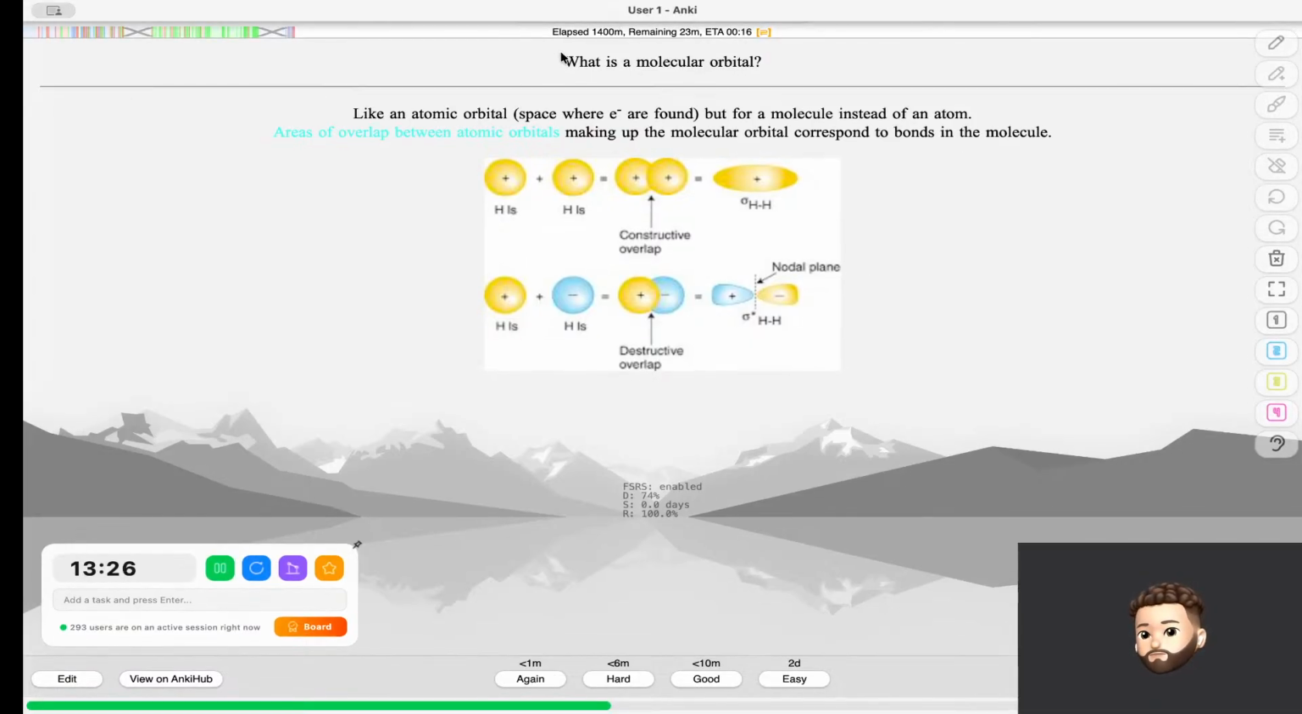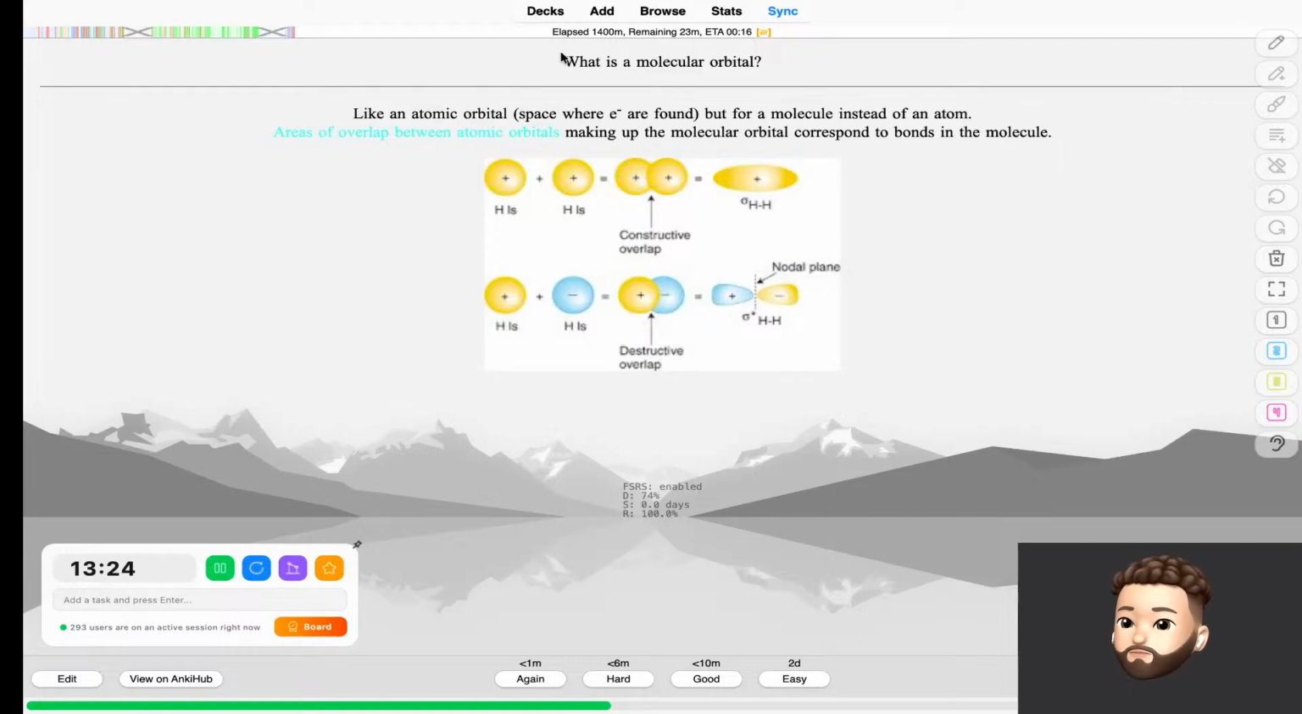Wait, hold up, because I looked this up earlier, and it told me to make an edit that I didn't make because I didn't read the card correctly. Right. There you go.